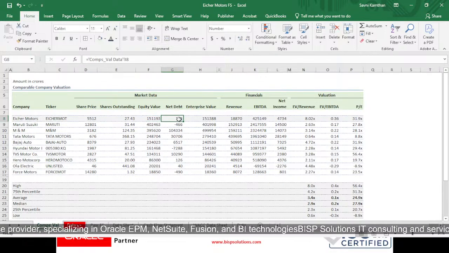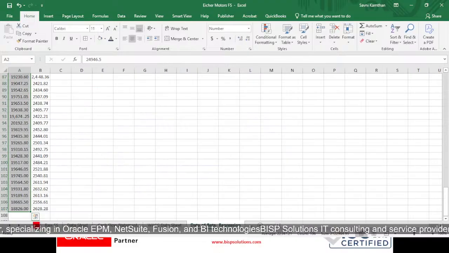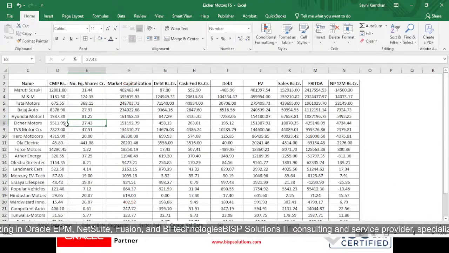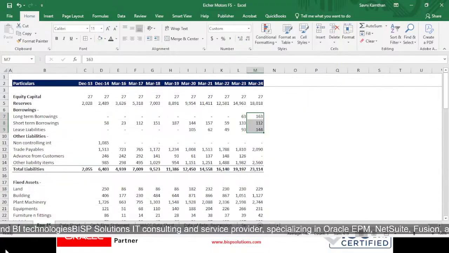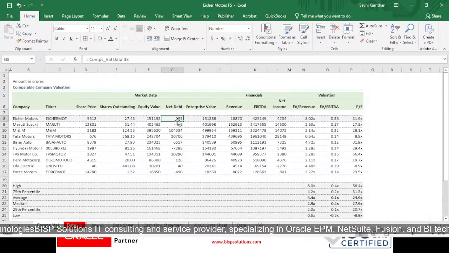Then net debt. We will be going to our data and searching for it. Eicher Motors is having 195.12 debt, so we will be taking it over here. And I have decreased the decimals, so you don't have to worry about where I'm not getting that decimal value. You can just remove it from this function.